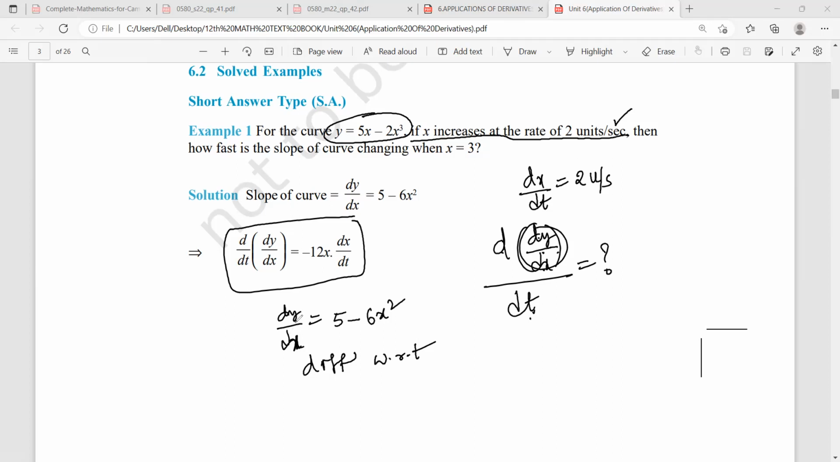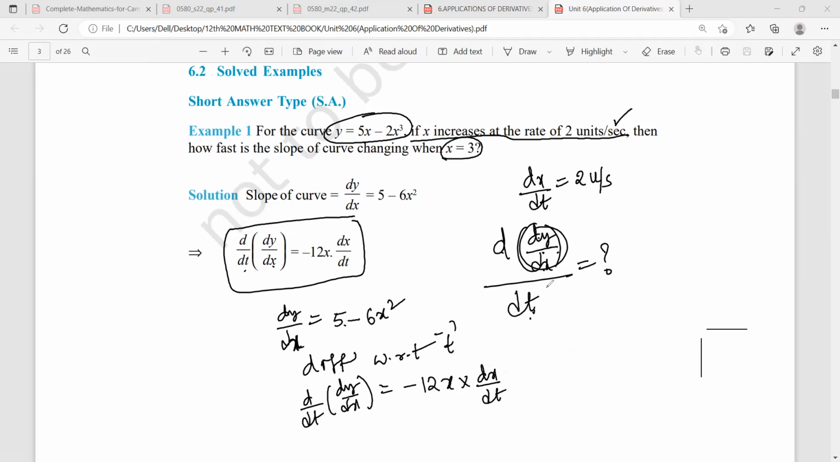Good. So now we do d by dt of dy by dx to get the answer, when they say how fast is the slope of the curve changing. Correct, very excellent. So that means d by dt of dy by dx, and we got this. Now minus 12x. dy by dx is equal to what? Minus 12x into dx by dt, because it is with respect to t. And this is equal to 2.